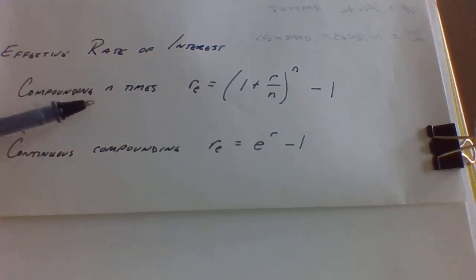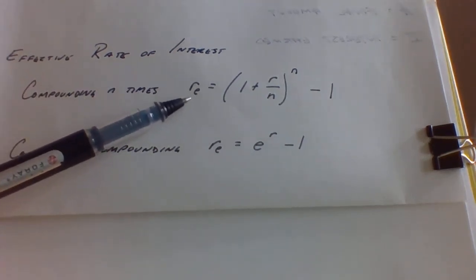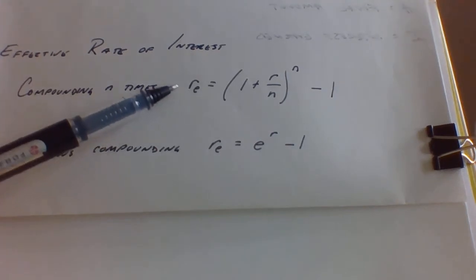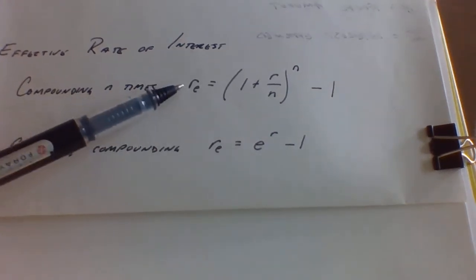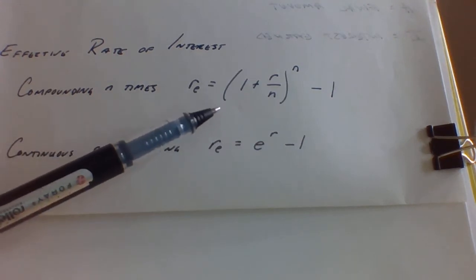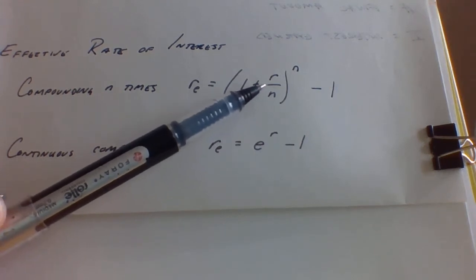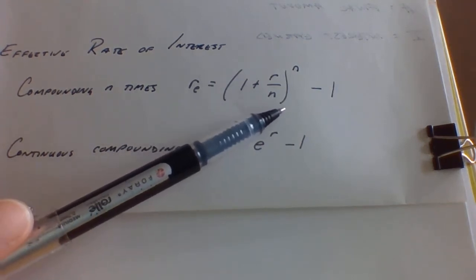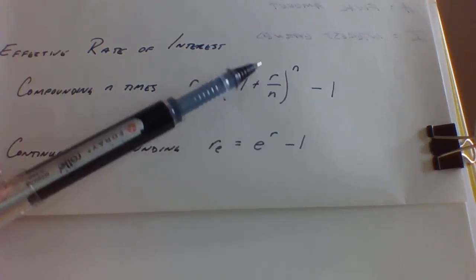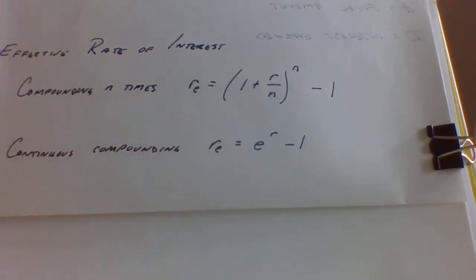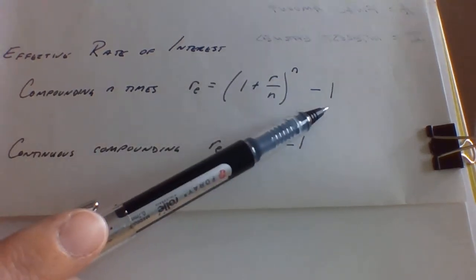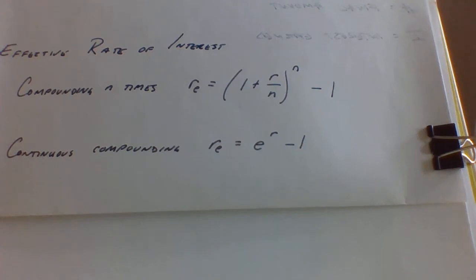If we are compounding things n times, then our formula for the effective rate is going to be R sub E. This R sub E on the left-hand side just stands for effective rate. We're not going to be plugging anything in on the left. On the right, we have, in parentheses, 1 plus our fraction R over n, and the exponent on that big set of parentheses is to the power n. And then we're going to take that whole thing and subtract 1 from it. Remember, this is if we have compounding periods. Notice you see the n in your formula.